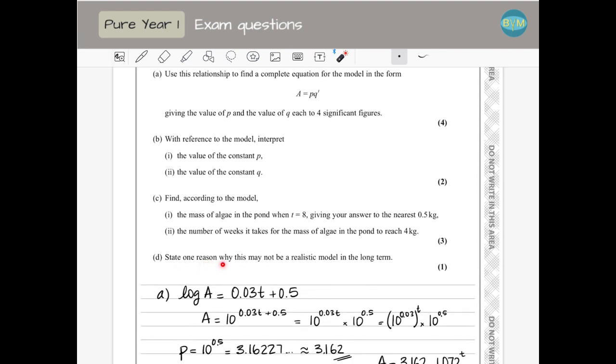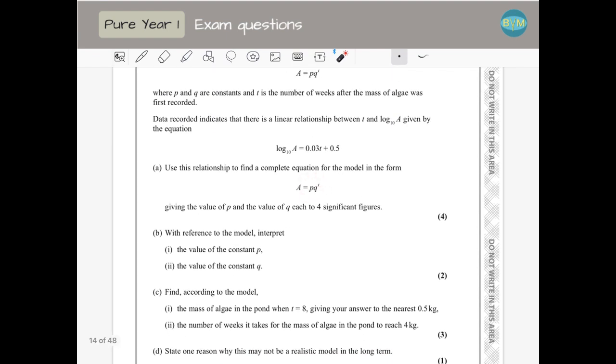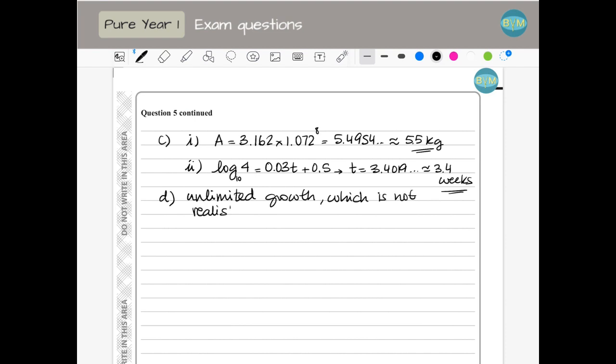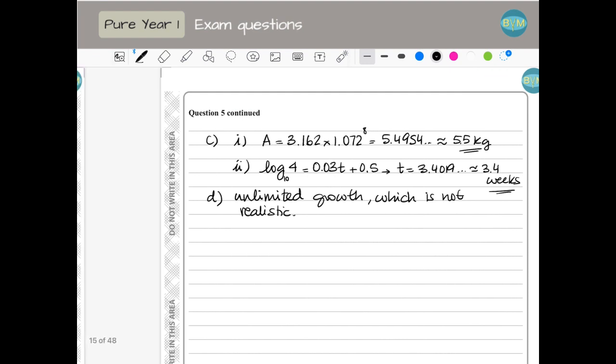And the last thing they ask, and this is quite a common question in this type of problem, is to state one reason why this may not be a realistic model in the long term. This is exponential growth. That means that it will keep growing and growing. At the end, it's probably not what happens in real life, because there will be other circumstances that will affect it. So this predicts unlimited growth, which is probably not realistic. And that's it with this exam question.